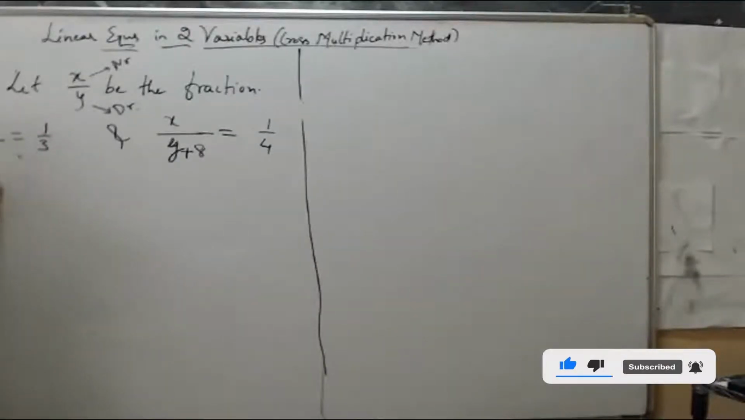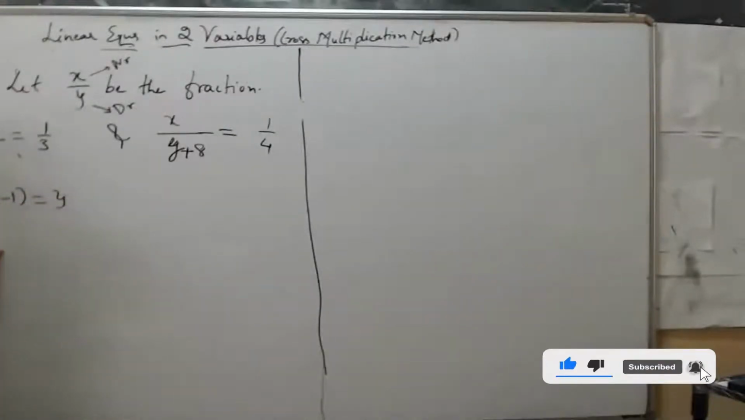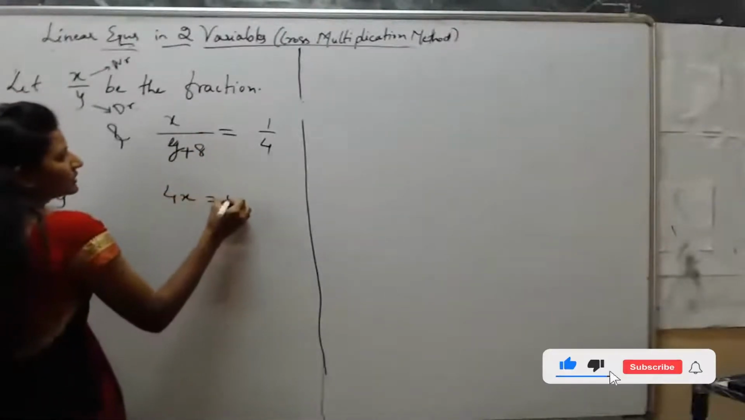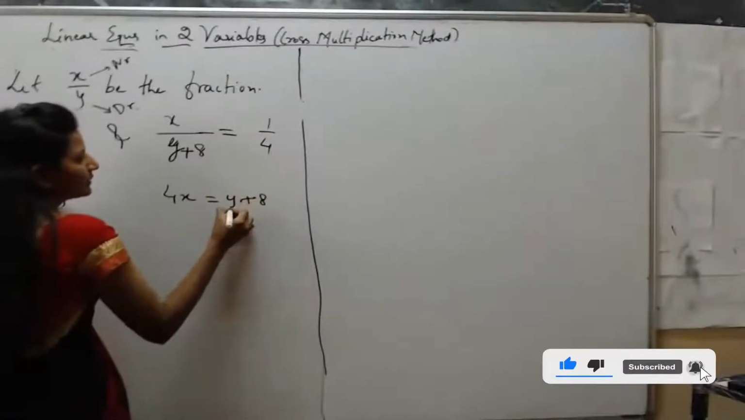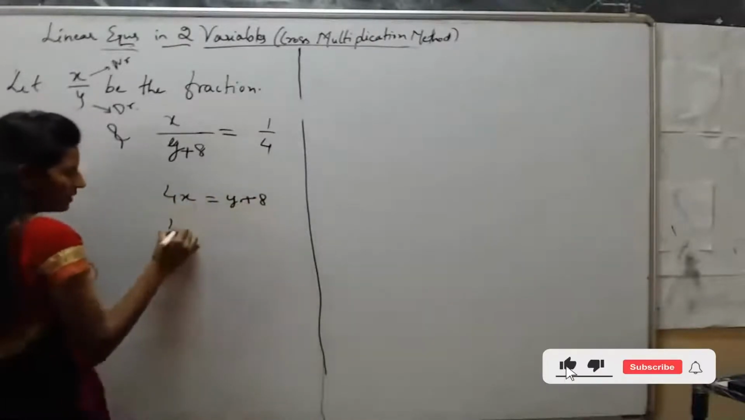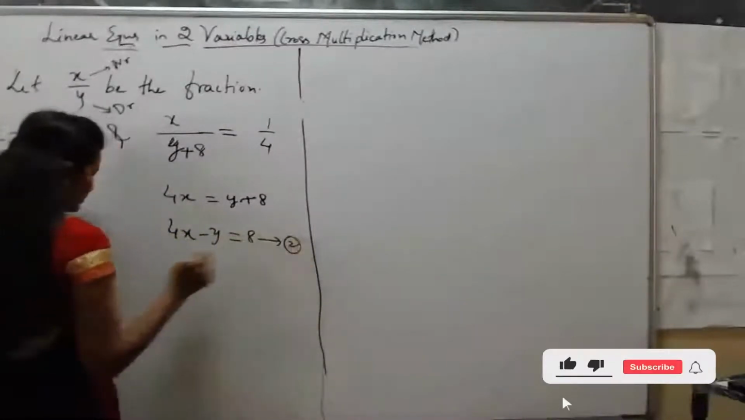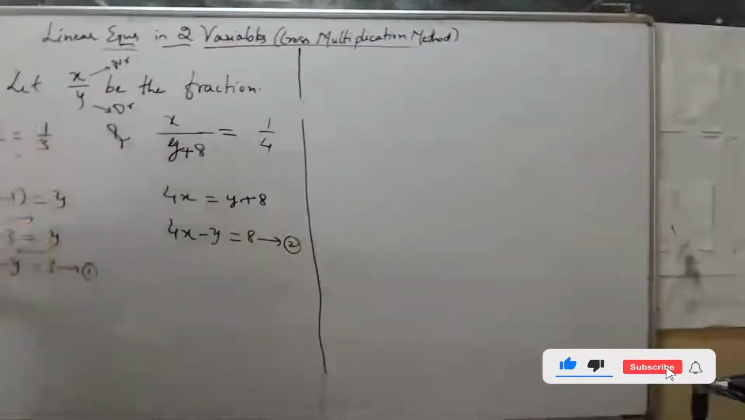Cross multiplication, 3 into x minus 1 is equal to y. So 3x minus 3 is equal to y. 3x minus y is equal to 3. Take this equation as 1. Now cross multiplication, 4x is equal to y plus 8. So 4x minus y is equal to 8. Take this equation as 2. Solve these two, you will get x and y values.